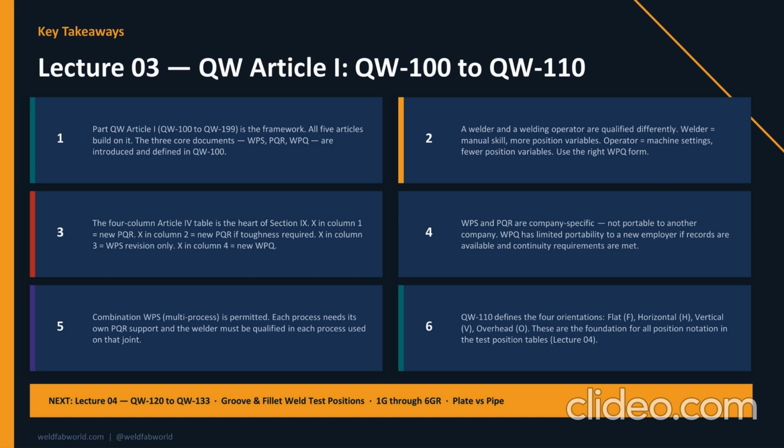3. The 4-column Article 4 variable table is the operational heart of Section 9. X in column 1, new PQR. X in column 2, new PQR if toughness testing required. X in column 3, WPS revision only. X in column 4, new WPQ. Blank means the variable does not apply to that process. It does not mean free to change.